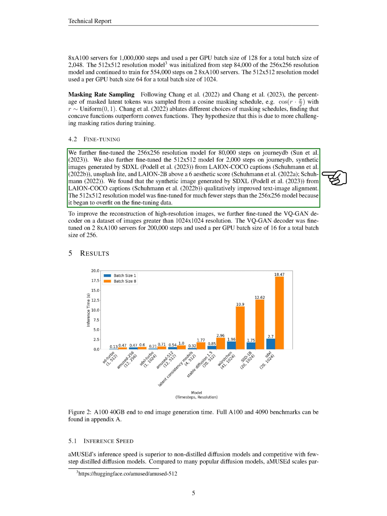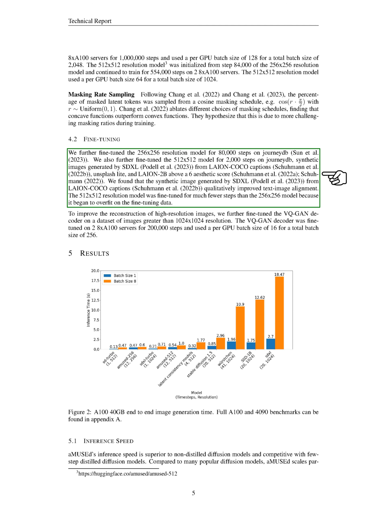Section 4.2, Fine-tuning. In Section 4.2, we discuss the process of fine-tuning our models. We further refined our model with a resolution of 256 by 256 for 80,000 steps using the JourneyDB dataset. We also fine-tuned our 512 by 512 resolution model for 2,000 steps using the same dataset, along with synthetic images created by SDXL from LAION-COCO captions, Unsplash Lite, and LAION-2B with an aesthetic score above 6.